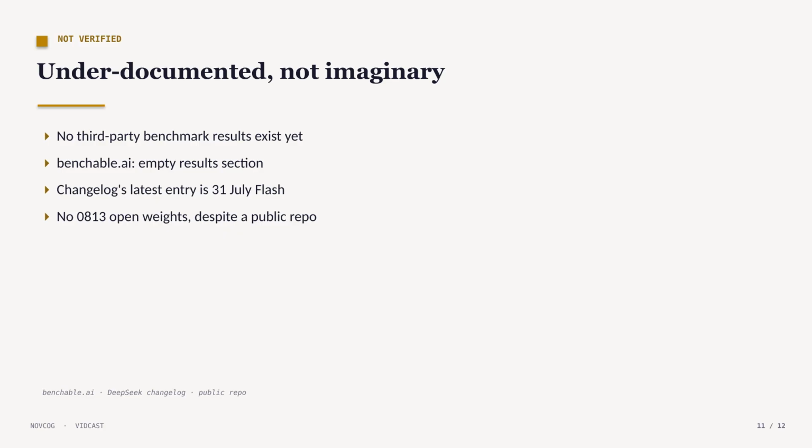So, state the distinction exactly. This rollout is underdocumented, not imaginary. The pricing record and the OpenRouter route establish availability. What they cannot establish is whether any of the performance numbers are true.